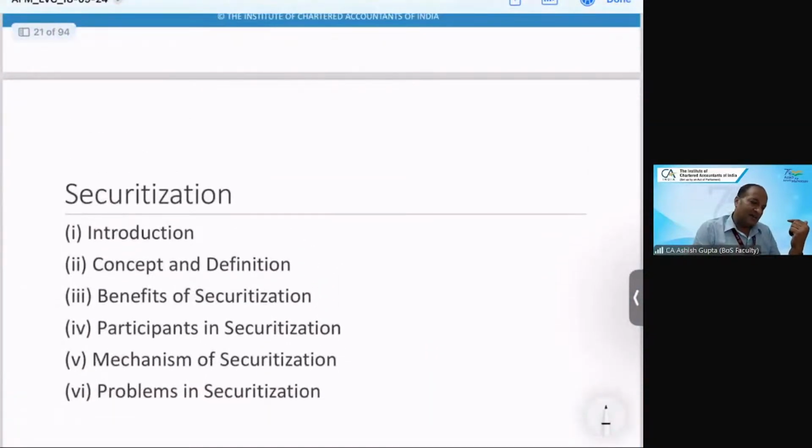Now next, that topic comes for the section 3. It starts with the securitization. Now, students, what is securitization? Securitization means, students, it is kind of converting the illiquid assets into the liquid assets.